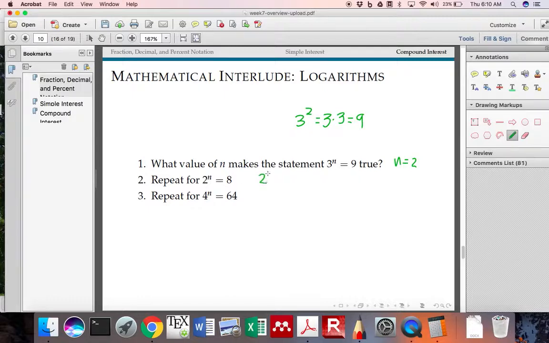I know that 2 times 2 times 2 equals 8, and I know that this is 3 factors of 2. That's what the exponent means. How many factors of 2 are there? So n equals 3. And I happen to know that if I multiply 3 factors of 4 together, I get 64. So n, again, equals 3.